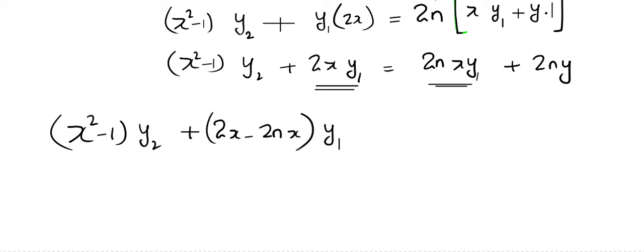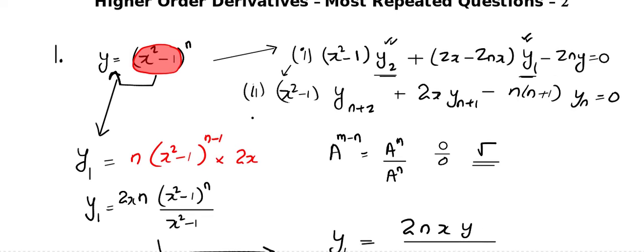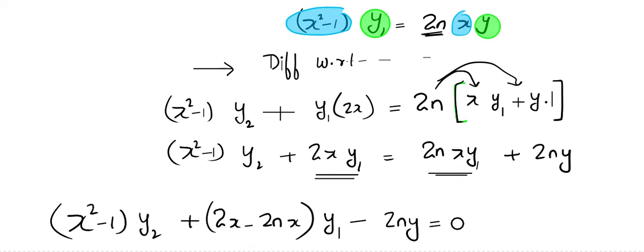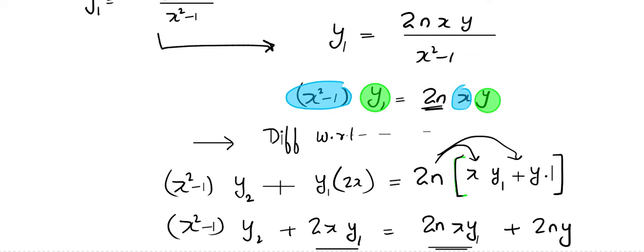I think I should have taken that x also outside, 2 also outside. We'll do that in the next step. Minus 2ny equal to 0. Okay, that's it. We got the same thing. They didn't simplify much.